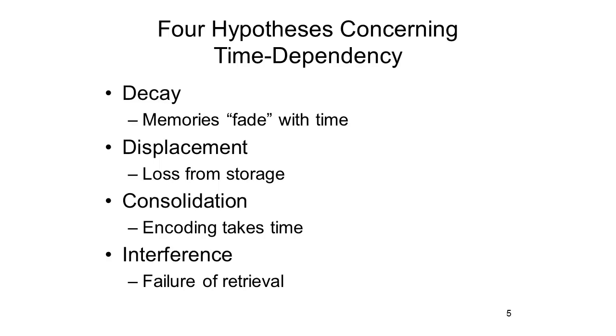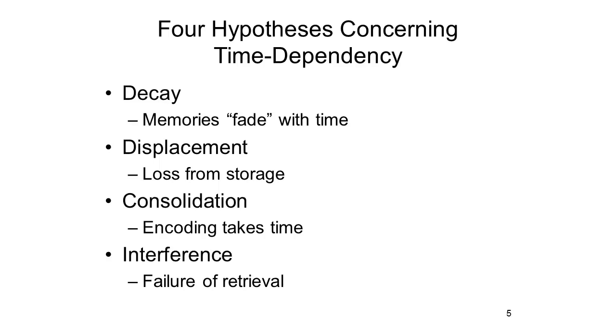The longer a memory has had to become consolidated, the less vulnerable it's going to be to this time-dependent process. But for some time after a memory has begun to be encoded, note that phrase, begun to be encoded, it remains liable to be lost if the consolidation process is somehow interrupted. And finally, there's the hypothesis that time-dependent forgetting is produced by interference among stored memory traces.